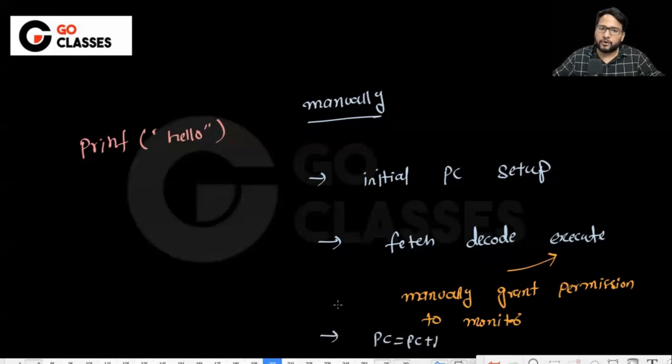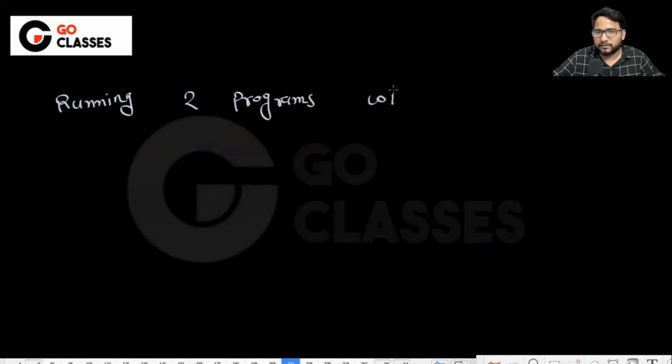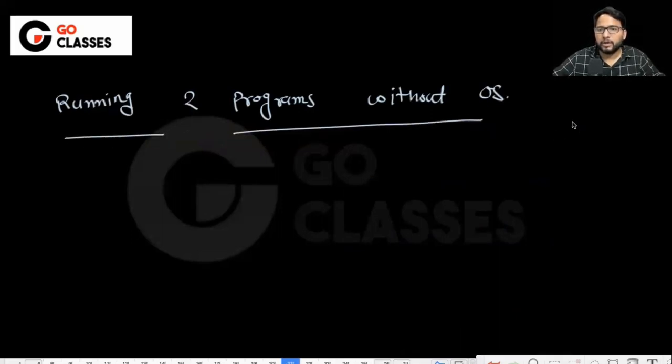This is a very small program, but suppose it is not the only program. You have two programs and you are running both, and that too manually, without an operating system. Then what do you need to do? You need to take a pen and paper first, right? Why? Because I will tell you.